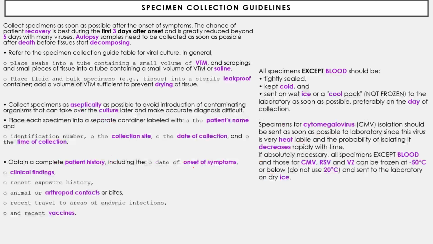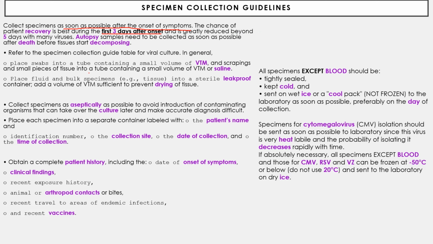Now, for the collection guidelines, class, take note of this. Collect specimens as soon as possible, class, after the onset of symptoms. The chance of recovering the virus is best during the first 3 days of onset and is greatly reduced beyond 5 days with many viruses.